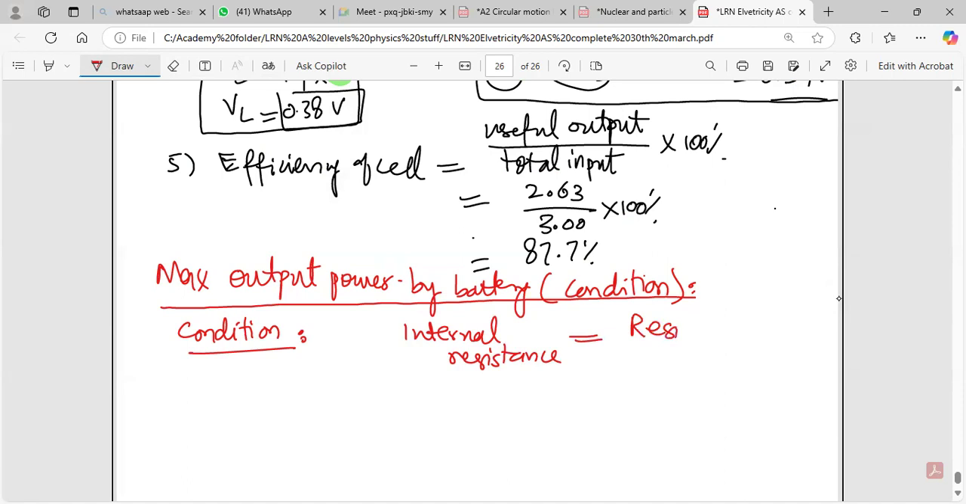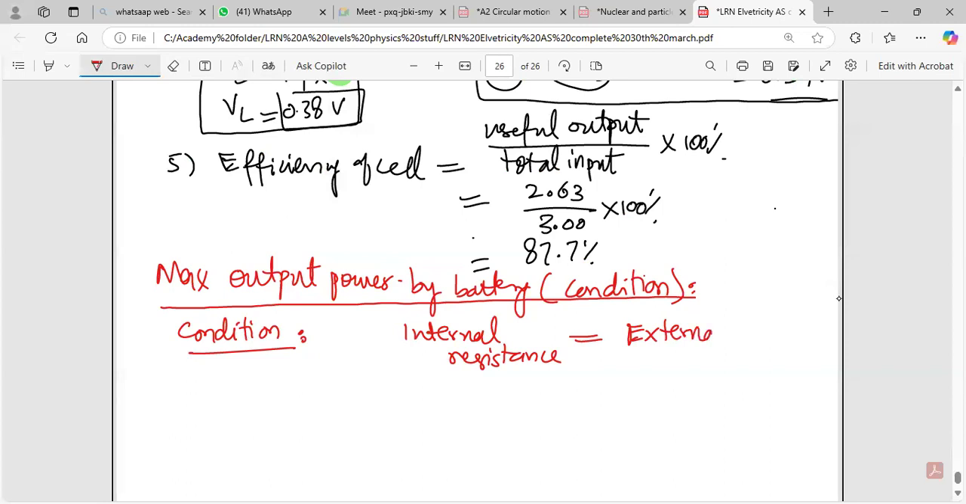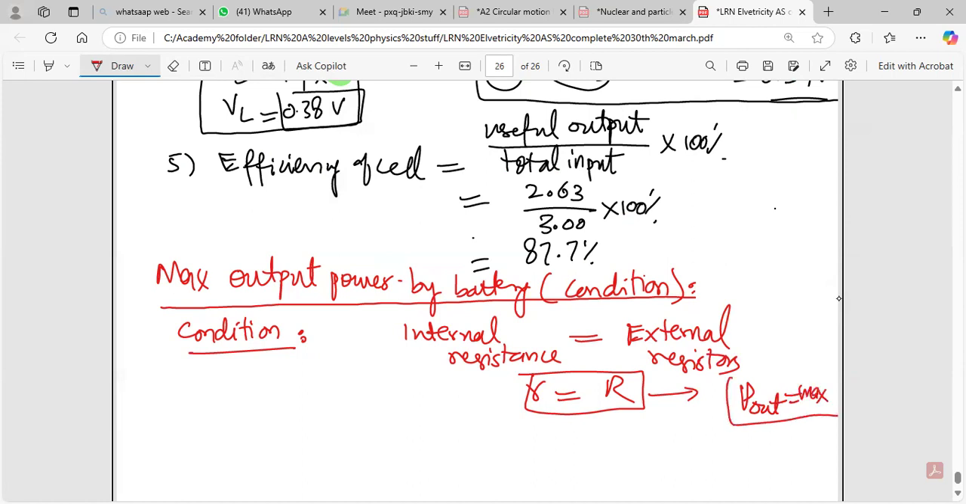When internal resistance and external resistor become equal in one circuit, the external and internal resistance become equal, then the battery produces maximum output power. So when internal and external resistors are equal, then the output power by the battery will be maximum.